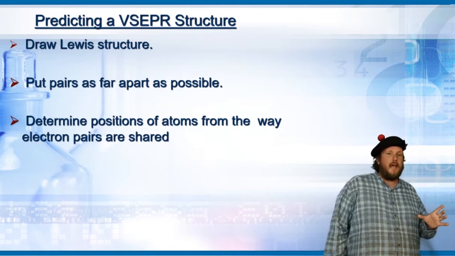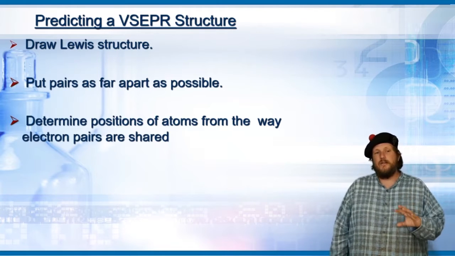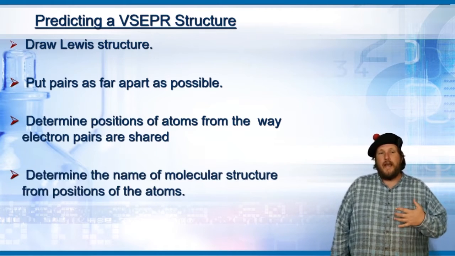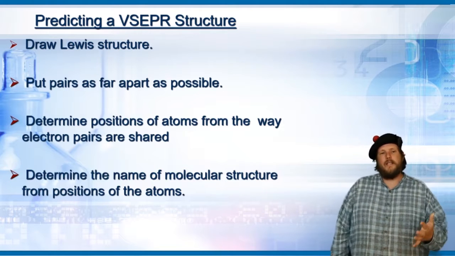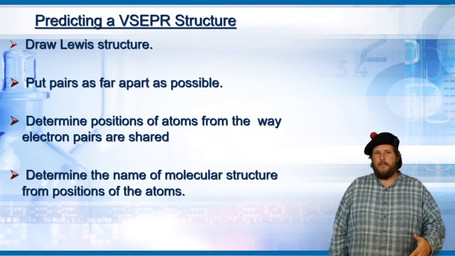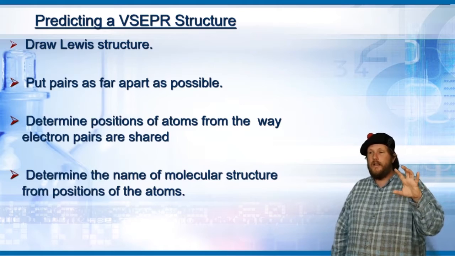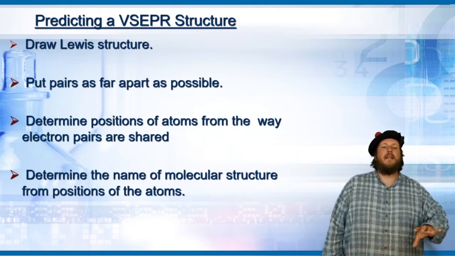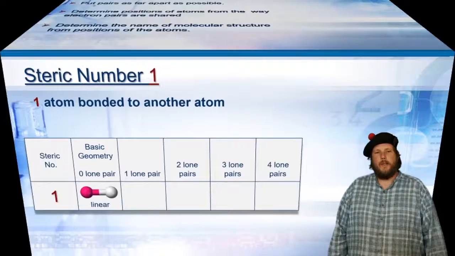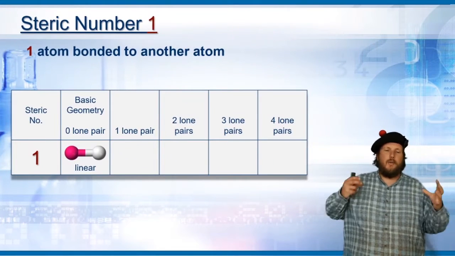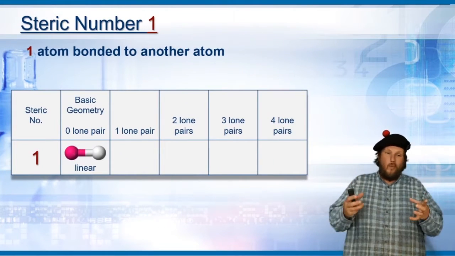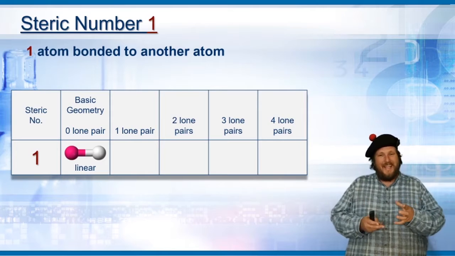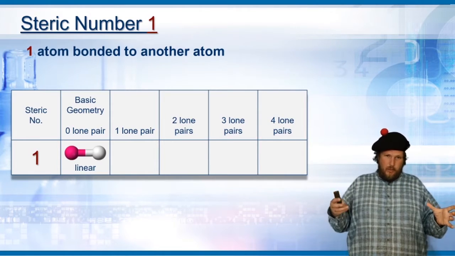Determine the positions of the atoms from the way the electron pairs are shared, and then determine the name of the molecular structure from the position of the atoms. So we name the electron geometry and then we name the molecular geometry. So with one atom bonded to another atom, it's one linear thing. It's just a line between the 2 points.